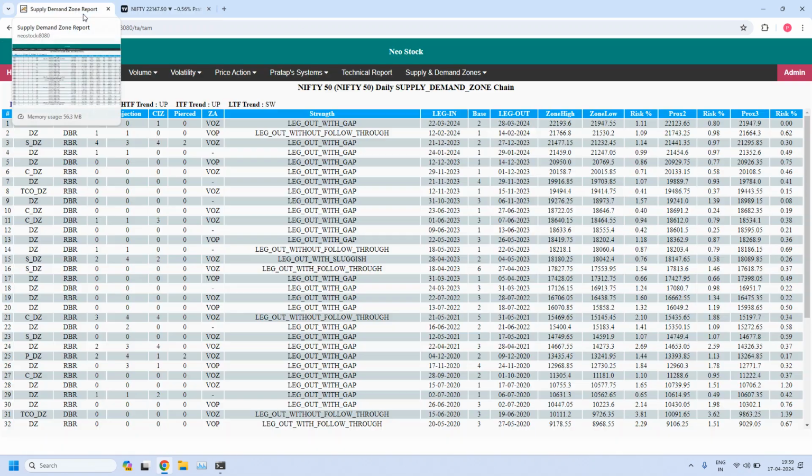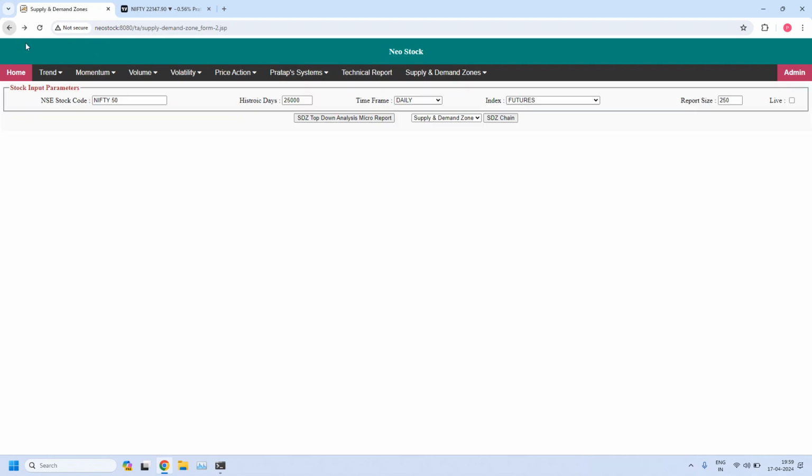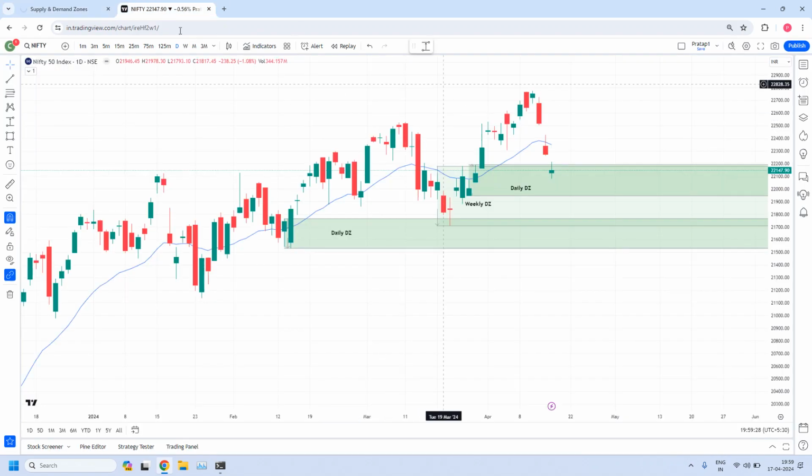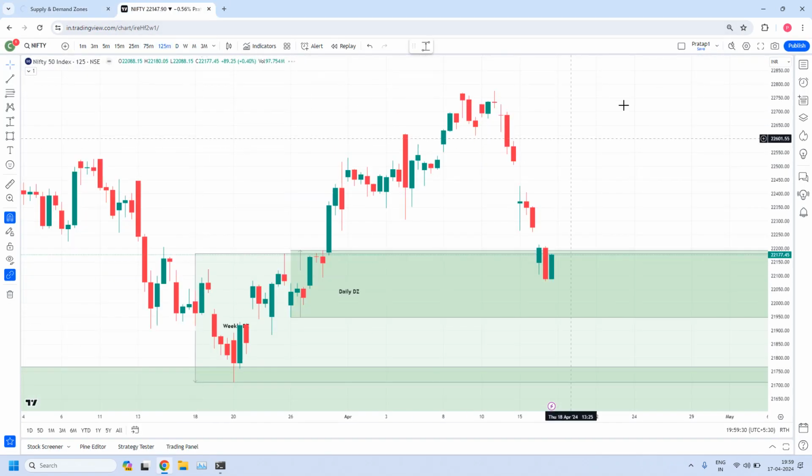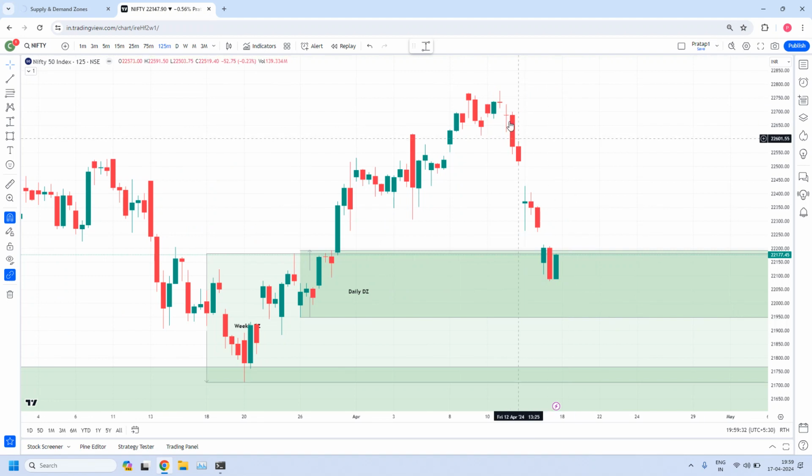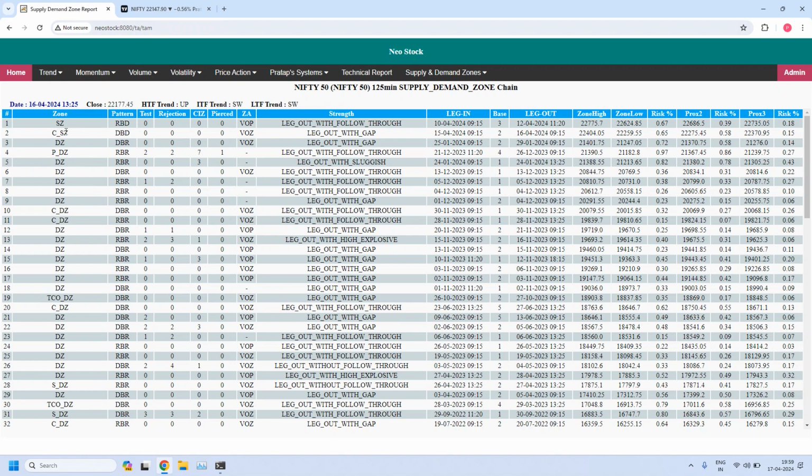Okay, now let us change the time frame to the next one, that is the 125-minute time frame. Let me generate the chain. Meanwhile, let me change the chart also. Here we have 125-minute zones. Excellent. Supply zones. See, we have 2 supply zones. One is a normal supply zone and another one is a high liquidity supply zone at the 125-minute time frame.